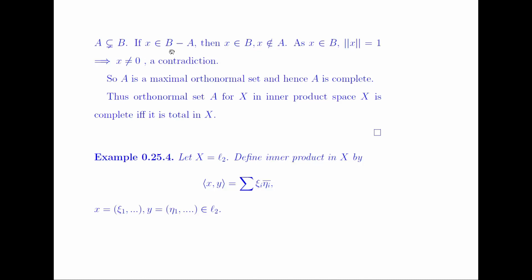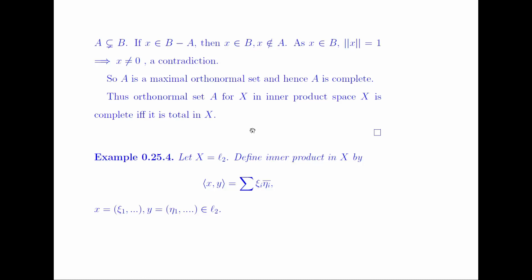If x belongs to B minus A, then x belongs to B and x does not belong to A. As x belongs to B, the norm of x is equal to 1, which implies that x is not equal to 0, which is a contradiction. So A is a maximal orthonormal set and hence A is complete. Thus we have said that an orthonormal set A in an inner product space X is complete if and only if it is total in X.